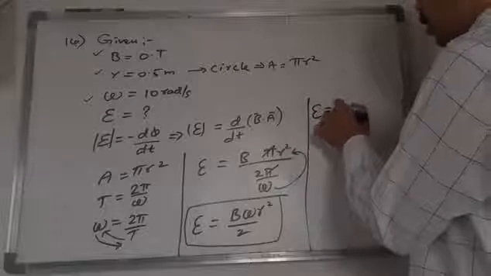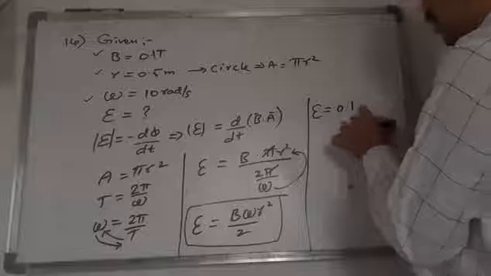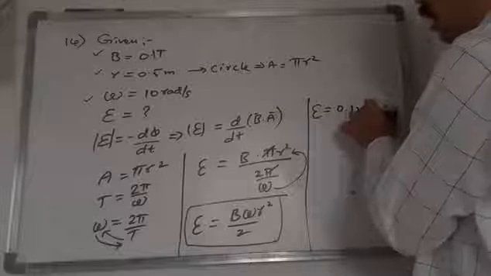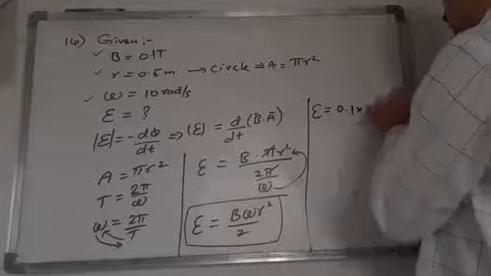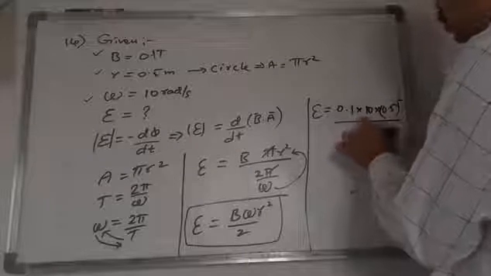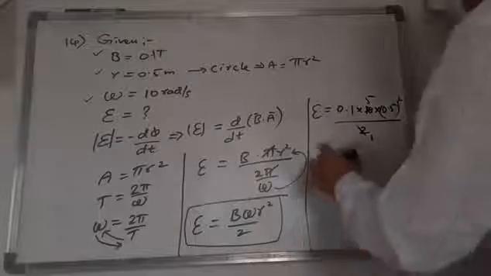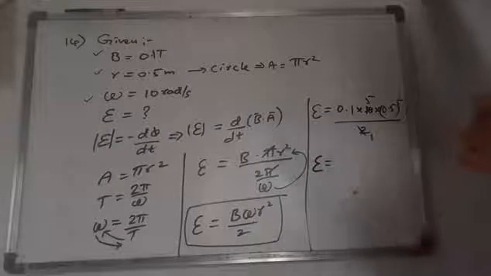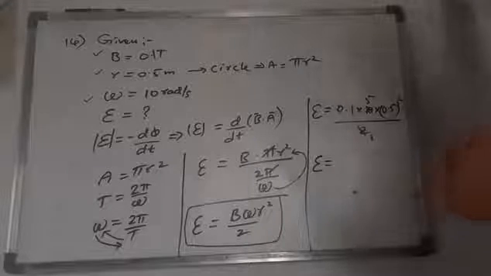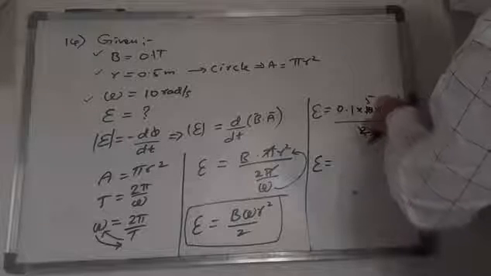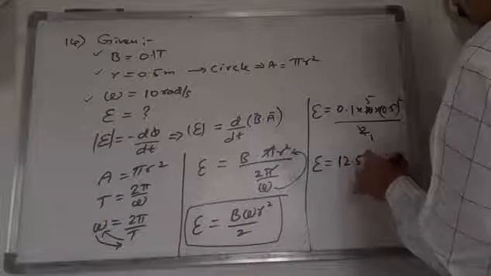E is equal to 0.1 Tesla into omega, which is 10, into 0.5 whole square divided by 2. 2 ones are 2, the 2s get cancelled. So here you will get E is equal to how much? 5 5s are 25. 5 5s are 25. 25 5s are 125. So you will get 12.5 volts.